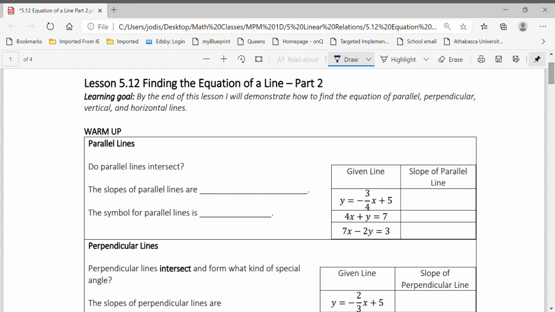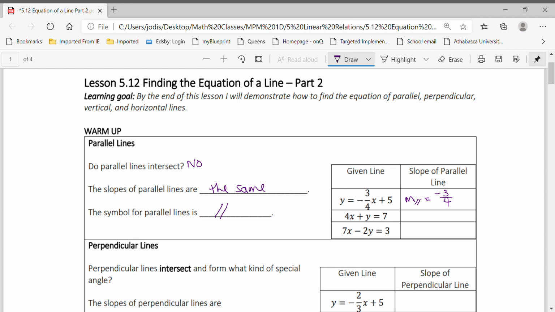So parallel lines first. Do parallel lines intersect? No. That's what makes them parallel. The slopes of parallel lines are the same. The symbol for parallel lines is that. So if we're given a line, they want to know what the slope of a parallel line would be here. So slope parallel would be, again, it has to be the same slope.